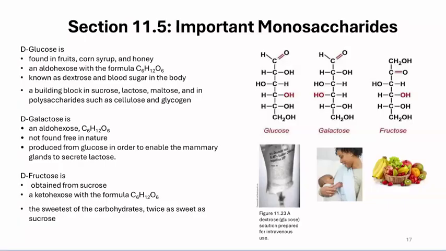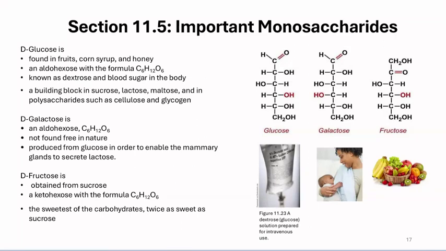We are now going to proceed to talk about important monosaccharides. The most important monosaccharides include glucose, galactose, and fructose. We are going to talk about each of them in detail. Starting with glucose. Glucose is a monosaccharide that is found in fruits, corn syrup, and honey.